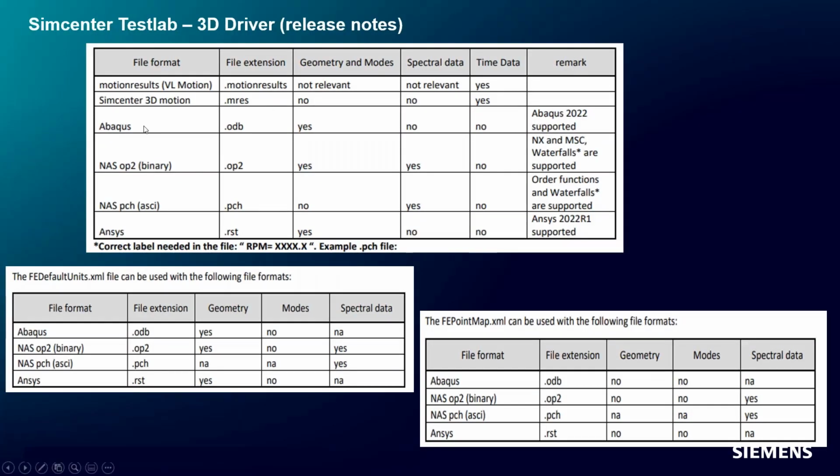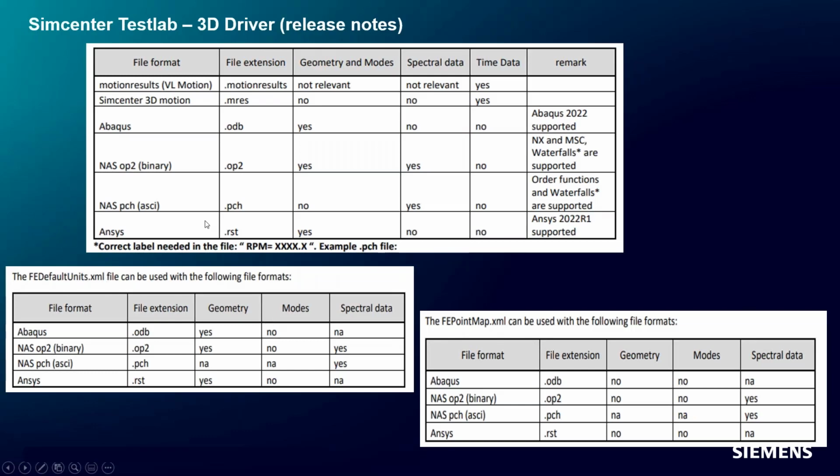Something like, let's say, the Abaqus ODB file format, or the Nastran OP2 file, or the Nastran Punch file. So you have that information, and there are several things that are supported from this. Even waterfalls are supported in the Punch file if they have certain annotation in it. Even the ANSYS RST files are read in there. When we install the SimCenter 3D driver, there are certain things we can do with what is called the point mapping file and the units file.